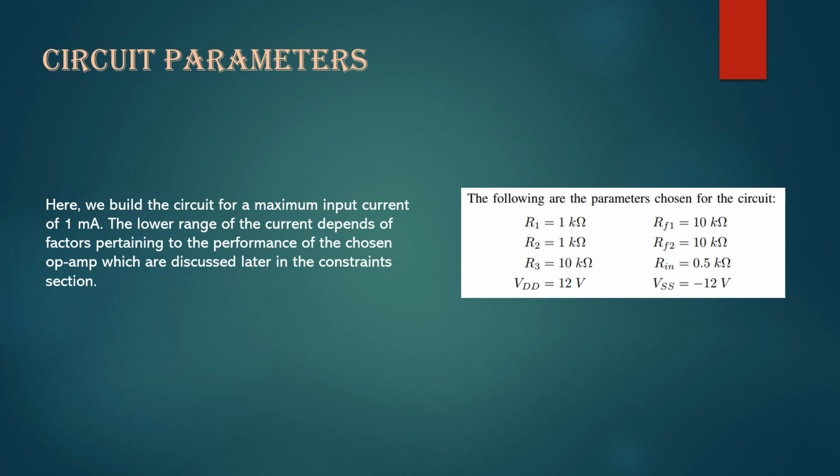The circuit parameters chosen are as follows. We designed the circuit to have a maximum input current of 1 milliampere. Since the gain we have chosen is 11 and we desire the maximum output voltage of the first stage to be 5.5 volts, correspondingly Rn will be the maximum desired output voltage divided by the gain multiplied by the current, which turns out to be 0.5 kilo ohm.